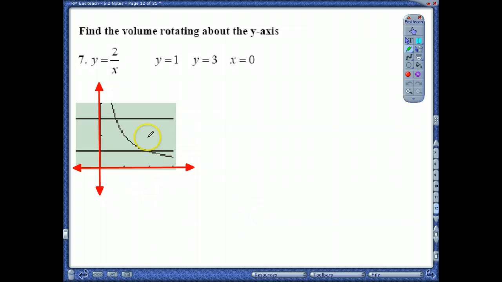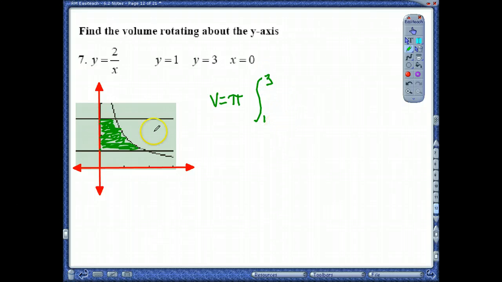Okay. So this one, when I looked at it, they gave it to me as y equals 2 divided by x, y equals 1, y equals 3, x equals 0. So the shape we're looking at is this guy right here. Now this is kind of deceiving because we have everything that we need. It was easy to graph because everything was in terms of y equals. So when I do my integral, I've got pi times my radius. I know my height is going from 1 to 3, so from 1 to 3.